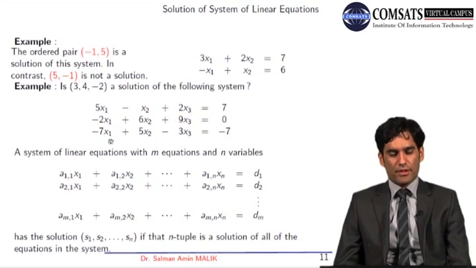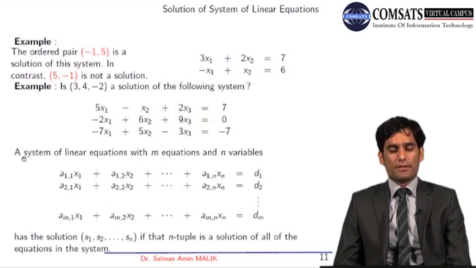If we put x1 here, it's -21. If we put 4 for x2 here, we have 21. It turns out to be -1. And if we put -2 here, we have plus 6. Plus 6 minus 1 equals 5, which is not equal to -7. So this is not a solution of the system of linear equations.